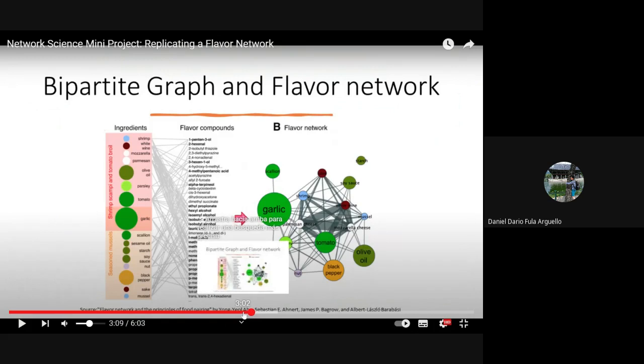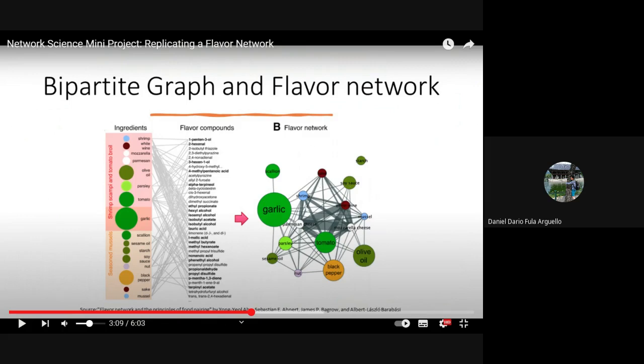Then with this data, one can easily construct a bipartite graph in which one set is ingredients and the second is flavor compounds. And with this bipartite graph, one can construct the flavor network, whose nodes are just ingredients, and they are related if they share some flavor compound. The weight of each link is the number of flavor compounds it shares.